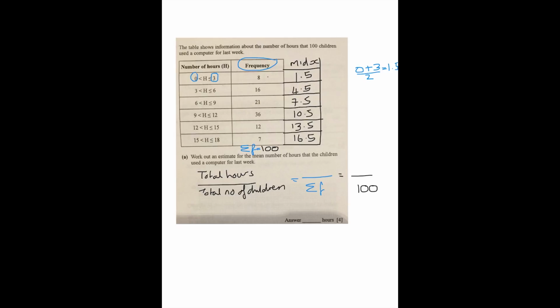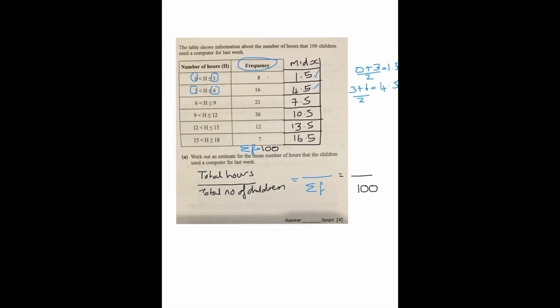Similarly, to work out the midpoint between 3 and 6 hours, you get your 3, you add on your 6, and you divide by 2. 3 plus 6 is 9. 9 divided by 2 is 4.5. That is how you work out each of your mid-values.